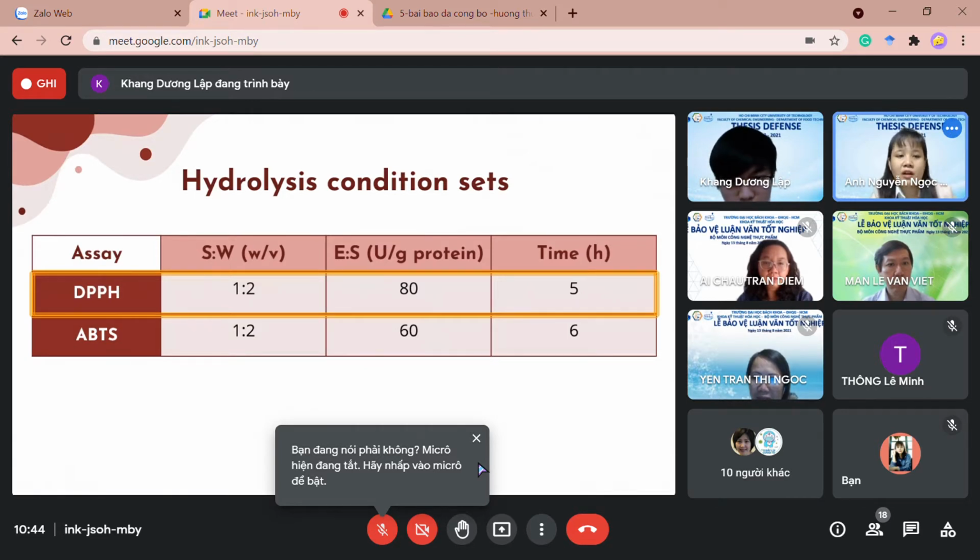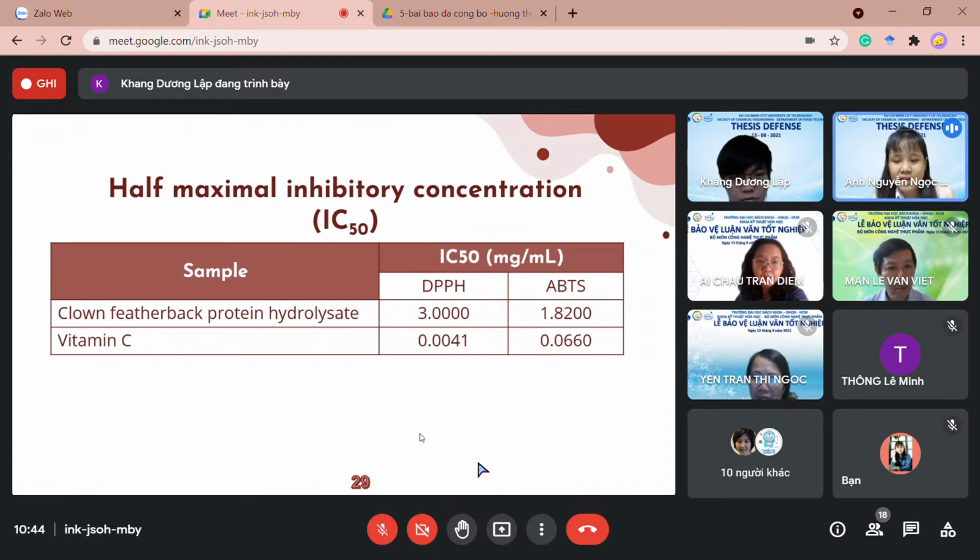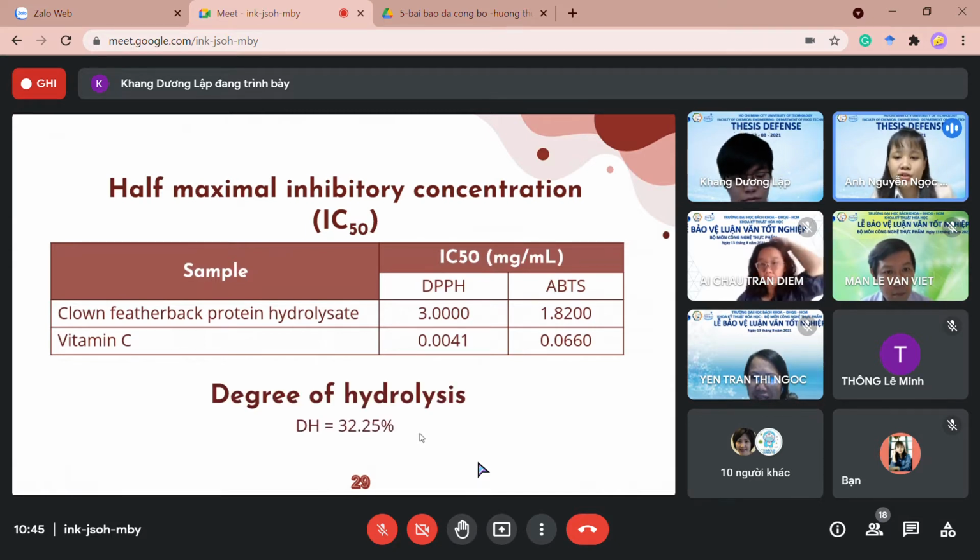As a result, the hydrolysate obtained presents IC50 values for DPPH at 3 milligrams per milliliter, and for the ABTS at 1.82 milligrams per milliliter protein, and reached 32.25% of hydrolysis degree.